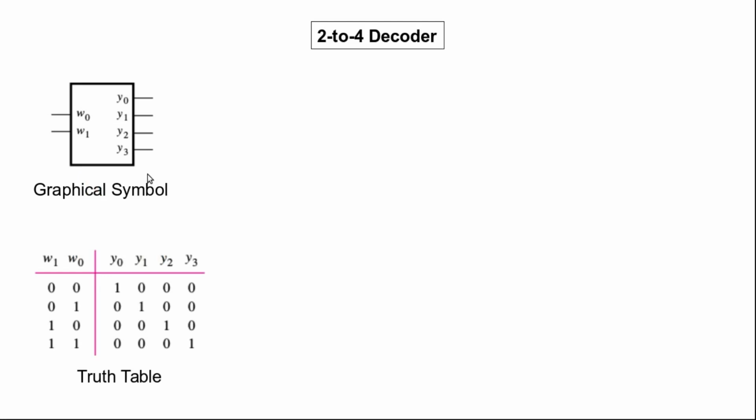Here is the truth table of the 2 to 4 decoder. When the two inputs W1, W0 are equal to 0, 0, then Y0 output is equal to 1 and the remaining 3 outputs are equal to 0. When the two inputs are 0, 1, then Y1 is equal to 1 and the remaining 3 outputs are equal to 0. When the inputs are 1, 0, then Y2 is equal to 1, and when the input is 1, 1, then Y3 is equal to 1.